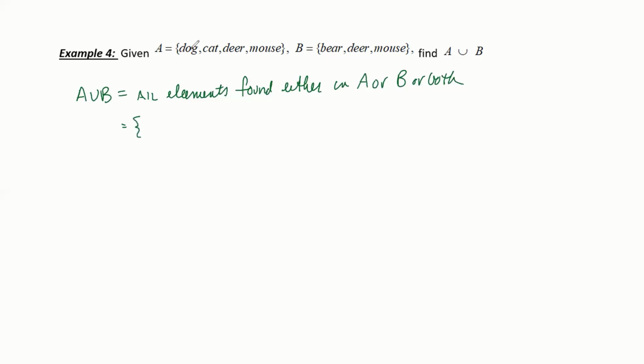So we have A, dog, cat, deer, and mouse. And then we look at B and see what we left out. We left out bear. Deer, already have it. Mouse, already have it. So we're done. So that's A union B.